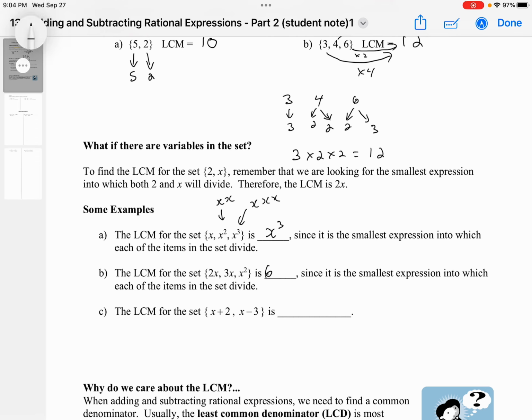Accidentally activated something there on the bottom there. So I just fixed that up and finished writing 6x squared there. Sorry about that.